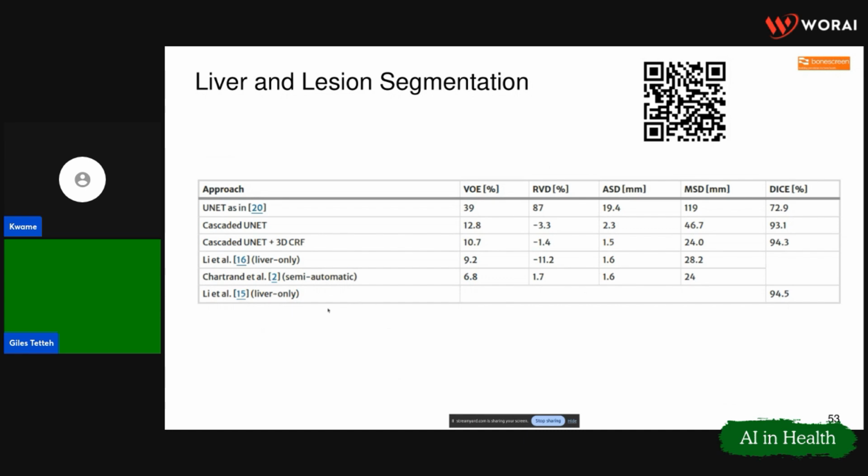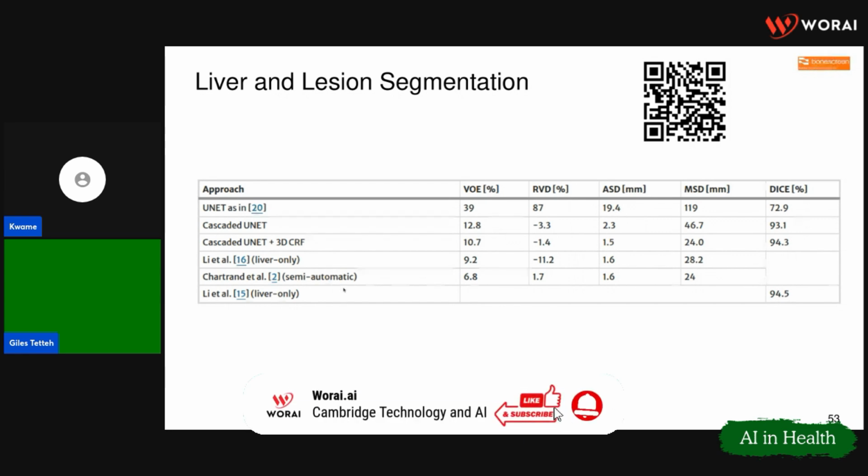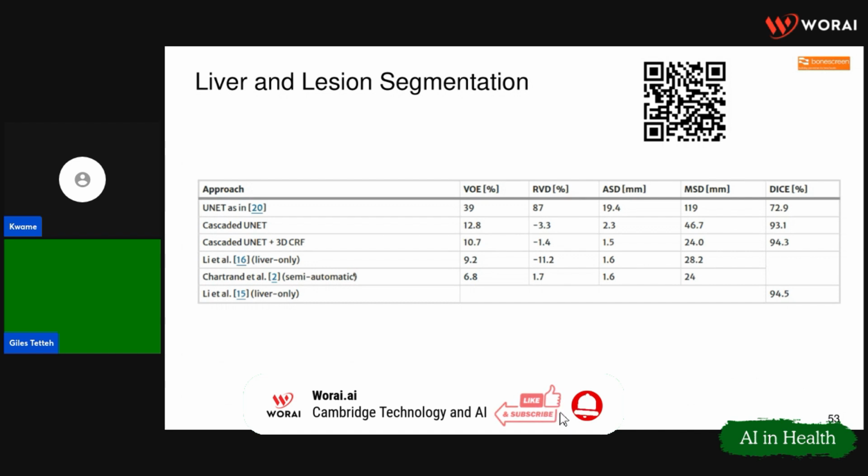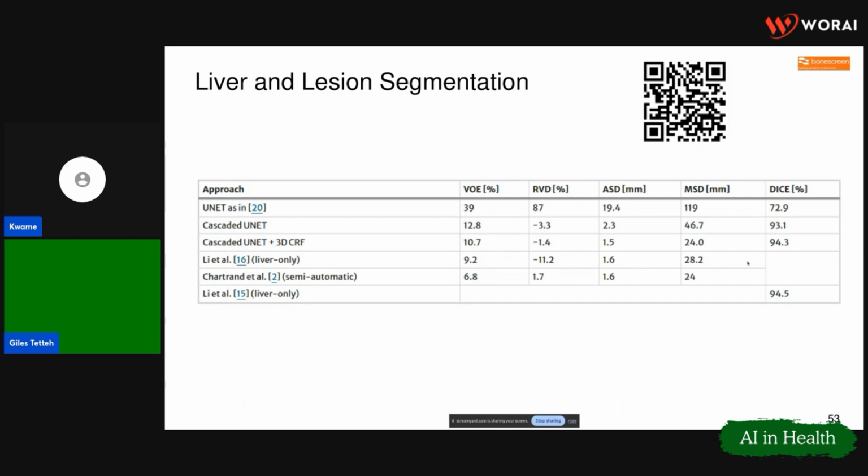So the paper itself proposed what we call a cascaded U-Net plus a 3D random forest. Was it random forest? Yeah. And here you look at different results.